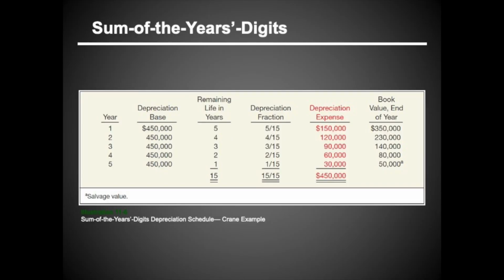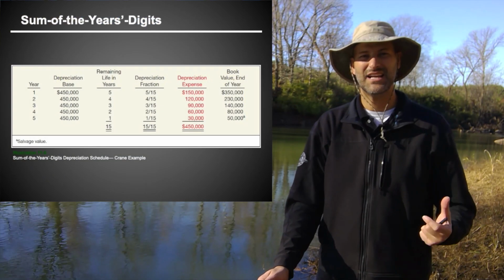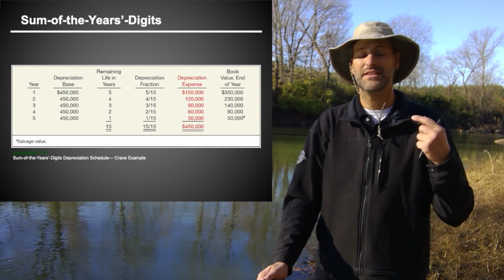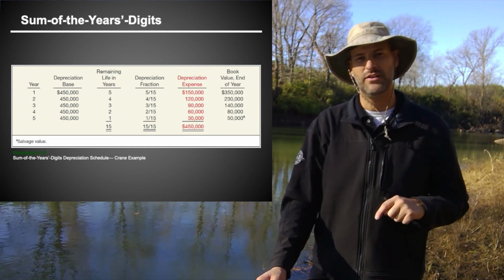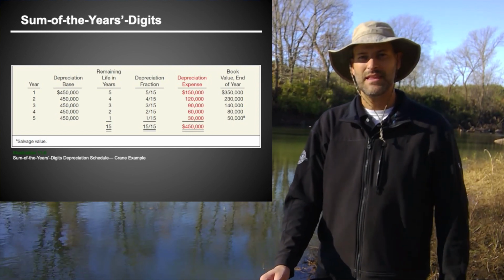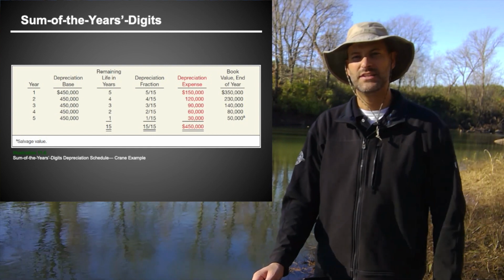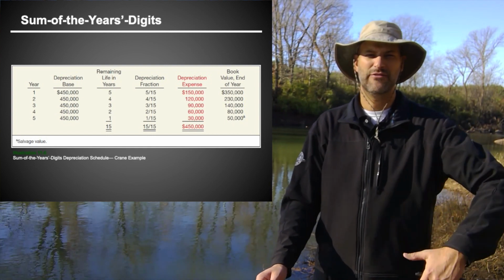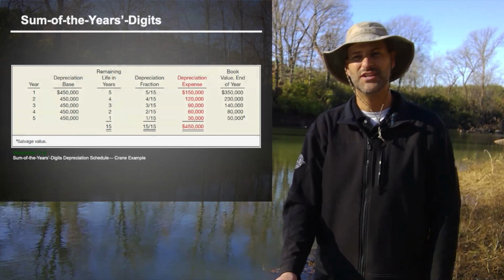In our first year, our depreciable base is $450,000. Our remaining useful life is 5 years. So we take 5/15 times 450,000, which equals $150,000. That is 1/3 of 450, or 5/15 of 450, which gives us an ending book value of $350,000. In the second year, we have 4 years of useful life remaining, so we take 4/15 times 450, et cetera. You see in this table how that works out as depreciating off the full useful life. So that is sum of the years digits.